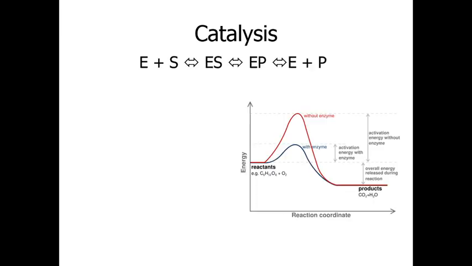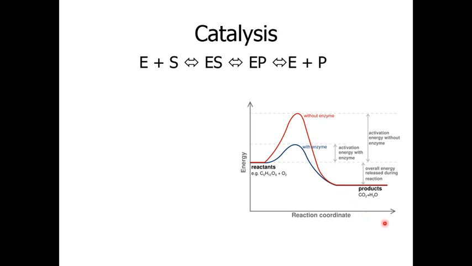Catalysis can be explained on the basis of energy diagrams. For example, consider this equation: E, which is the enzyme, plus S, which is a substrate, going to ES, which is the enzyme-substrate complex, going to EP, which is the enzyme plus product, which then leads to enzyme plus product. Now, this is a typical enzymatic scheme. I will explain it to you in detail a little later.